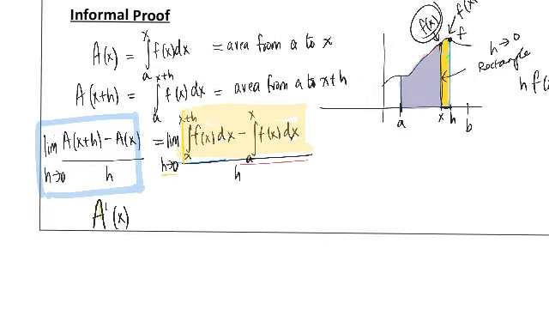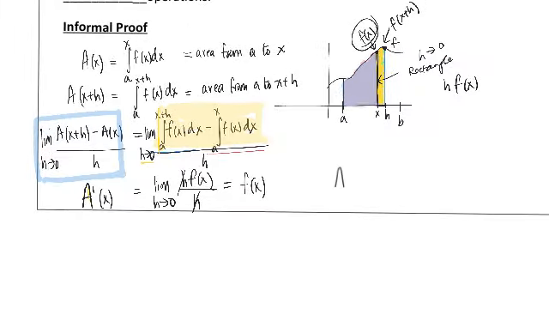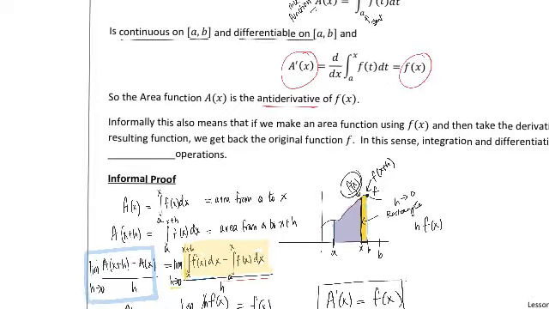So this whole yellow thing on the right here, as the limit is happening, this whole top here looks more and more like f of x times h, and the bottom is h, right? So in other words, the h's can cancel, and since f of x doesn't depend on h, the final answer here is just f of x. So that's the theorem. It's saying that A prime of x, the derivative of the area function, is equal to the function under which we're calculating the area. A prime of x is equal to f of x. So why is this such a big deal?